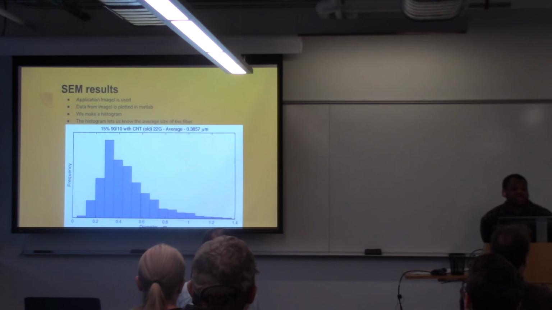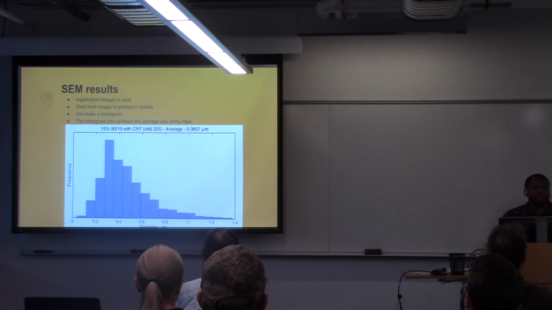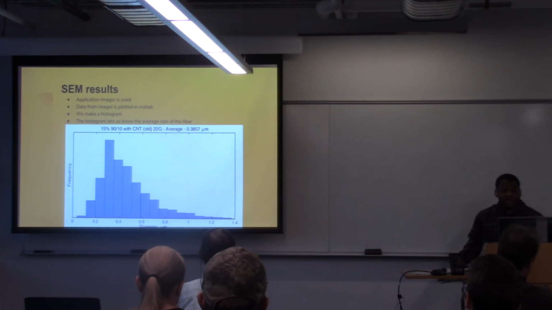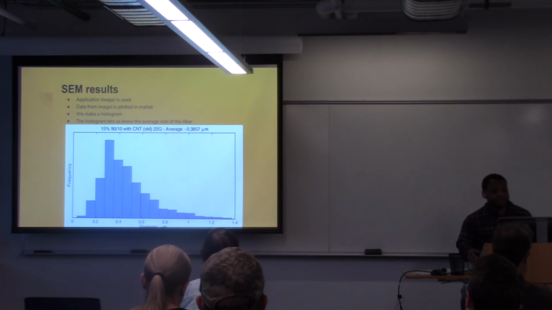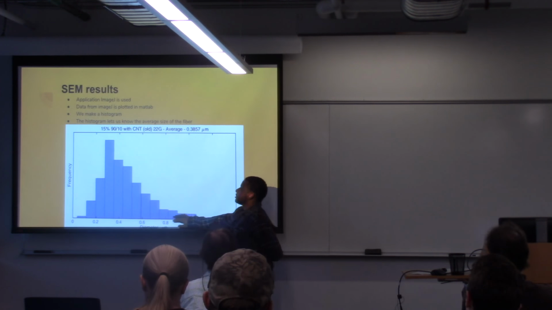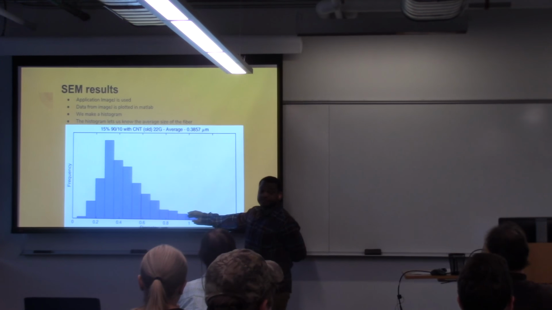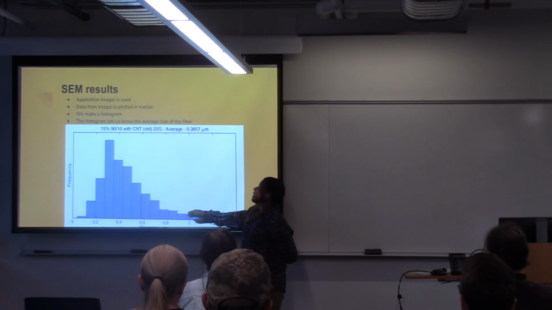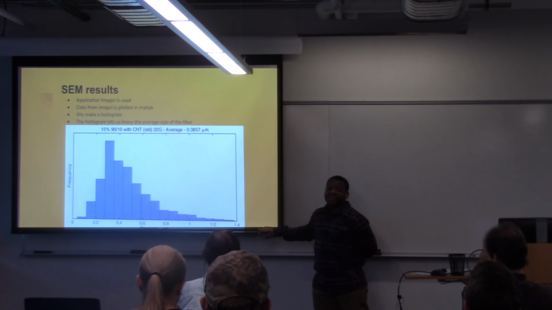And then we get to the results. After we take those images, we place them in our software called ImageJ. The data in ImageJ is applied, and that will make histograms. The histograms let us know the average size of the fiber. As you can see here, this is a solution of 50% CNT code. 22 gauge has an average fiber of 0.3857 micrometers.